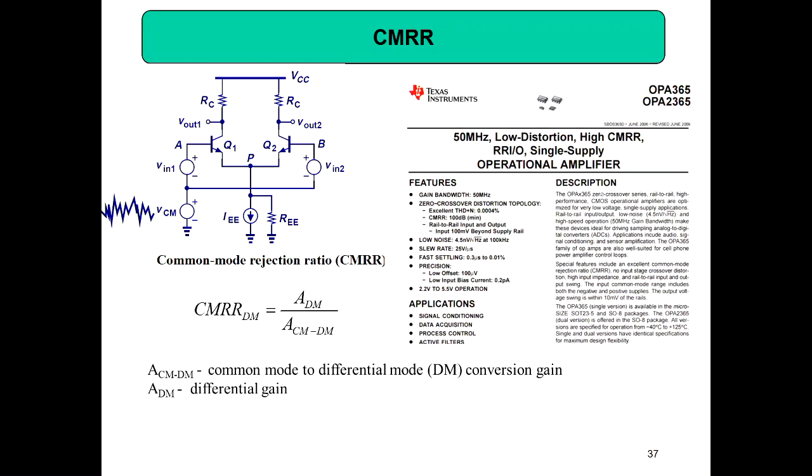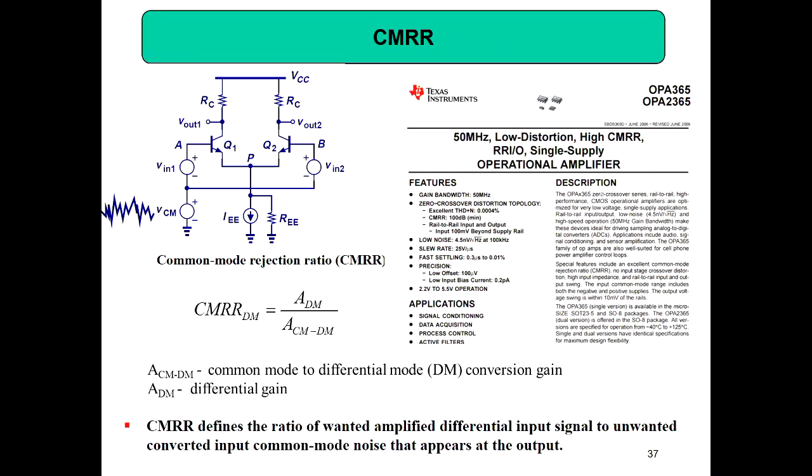Now we will go back to our slide, and that's the reason here you can say high CMRR around 100 dB minimum. That is a minimum value they can guarantee. So that in your application, if you are amplifying a very small signal contaminated with noise, you need a high CMRR operational amplifier. So CMRR defines the ratio of wanted amplified differential input signal to unwanted converted input common mode noise that appears at the output.